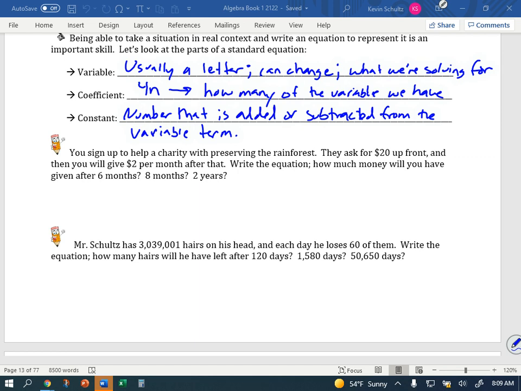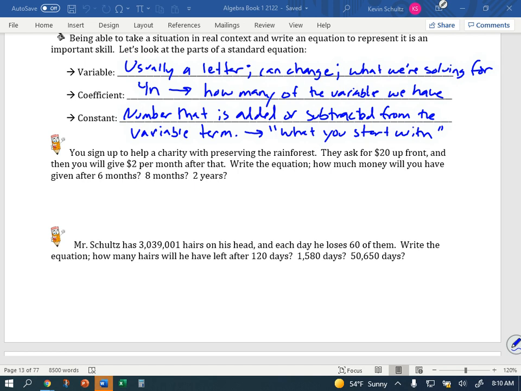Okay? In the context of setting up an equation, think about it as what you start with. Right? In the context of setting up an equation, think of the constant as what you start with. Because the constant is not affected by the variable. Okay? Let's look at the first example here.